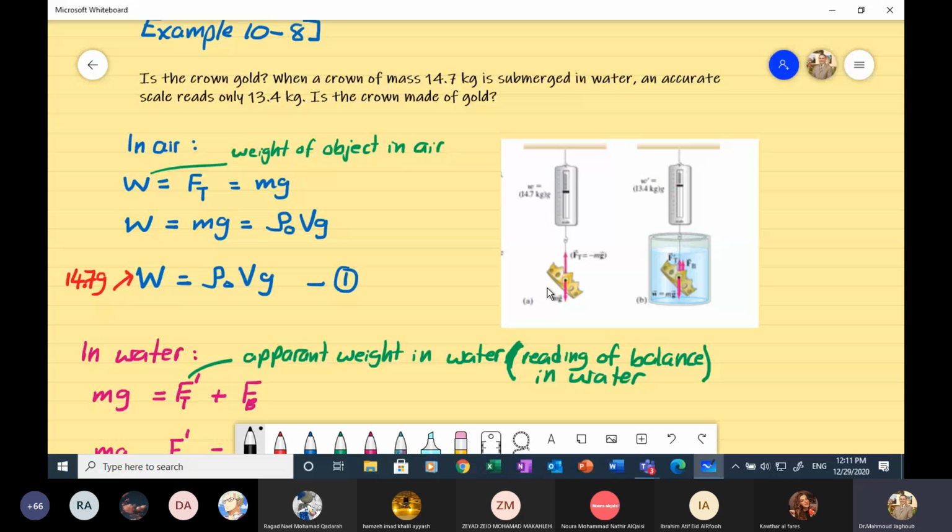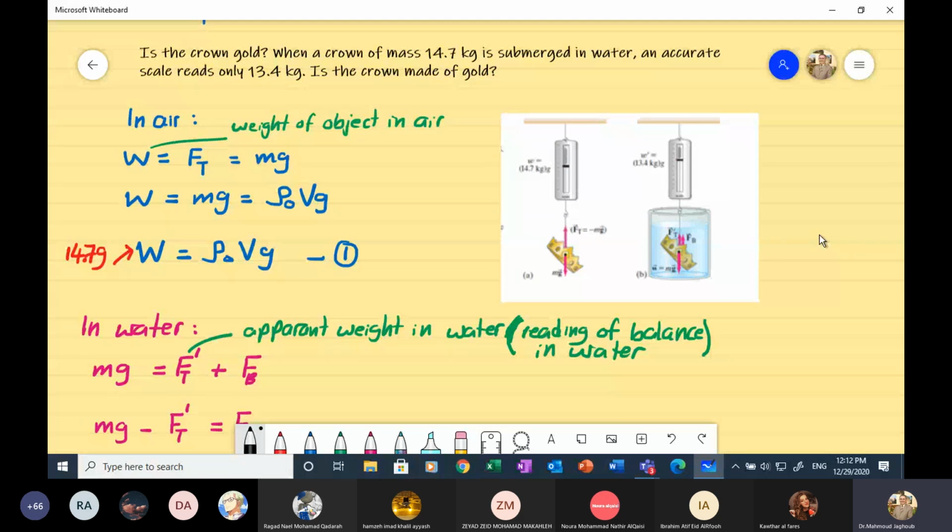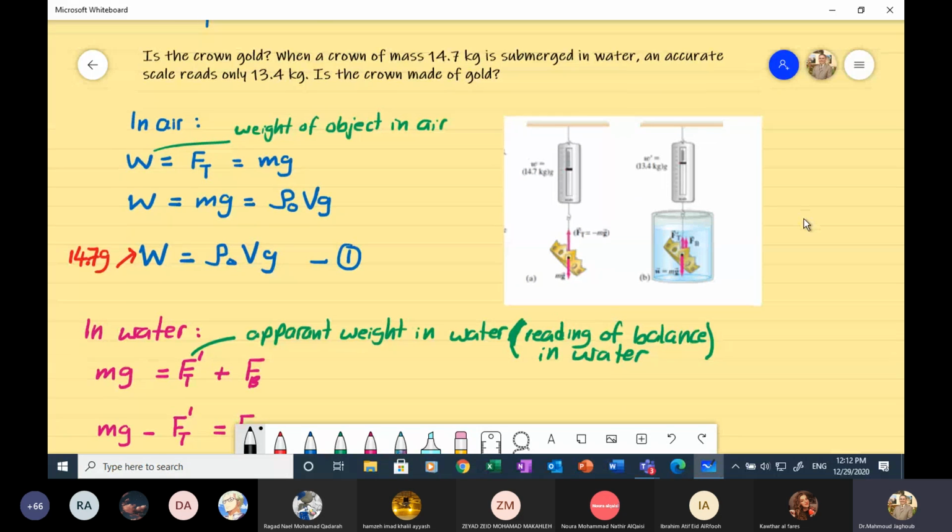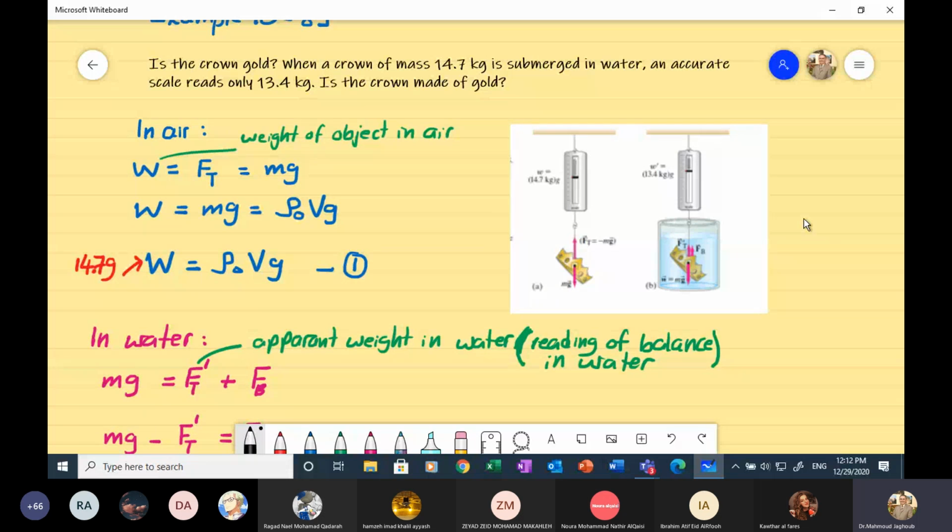There is a buoyant force from the liquid. The question is, is this crown made of gold or not? Look at this. This is a free body diagram. This is in air. We are measuring the mass in air, the weight in air, and this balance reads 14.7 times g as a weight. This is the weight in air. So what forces act on it? There is the tension force upwards, and there is the weight downwards.